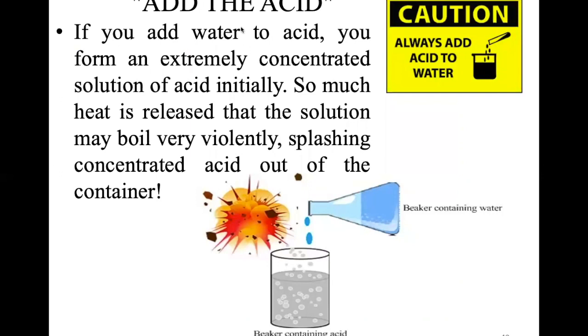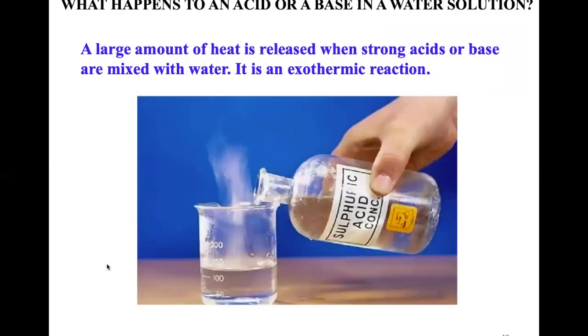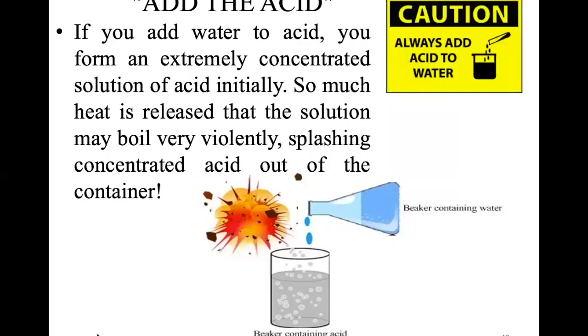So the title always comes: add the acid. Add the acid to water. So always remember the title, add the acid. So your caution: always add acid to water. If you are taking water and putting it in acid, it is very much disastrous. This question is also asked in exams many times: why should we add acid to water or water to acid? No, never add water to acid.